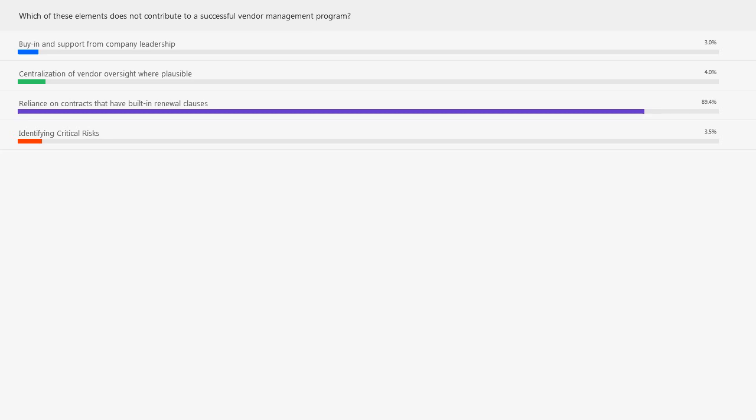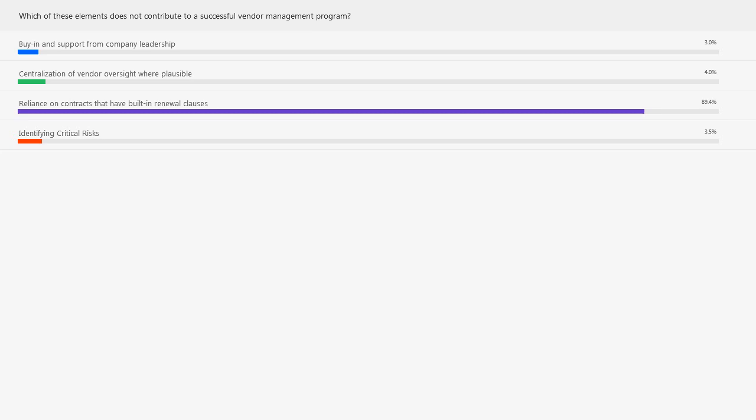I would argue otherwise, just because it does provide a view of all your vendors and it provides efficiency in understanding what vendors do and making sure you don't have vendors doing the same activities for varying levels of quality and price. And then another small portion said identifying critical risks. This also is a very important part of establishing a vendor management program, because you need to understand what those barriers are. If barriers exist and they're not resolved, it's not going to be implemented properly.